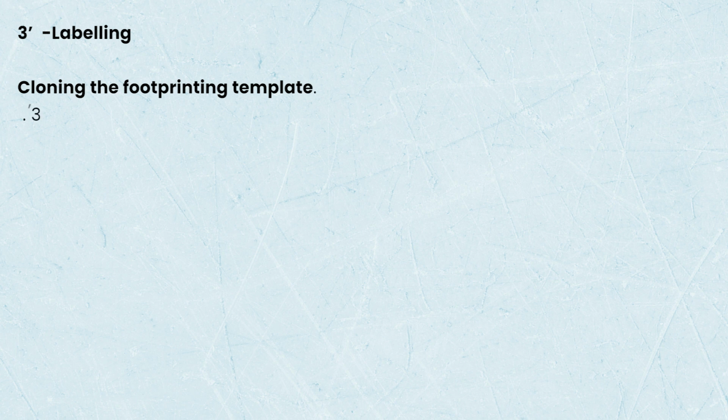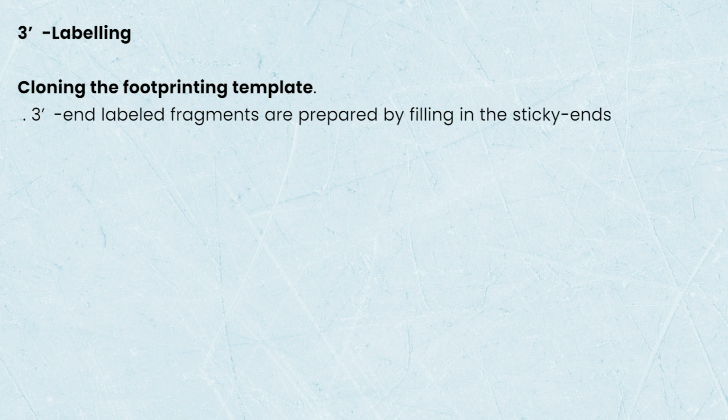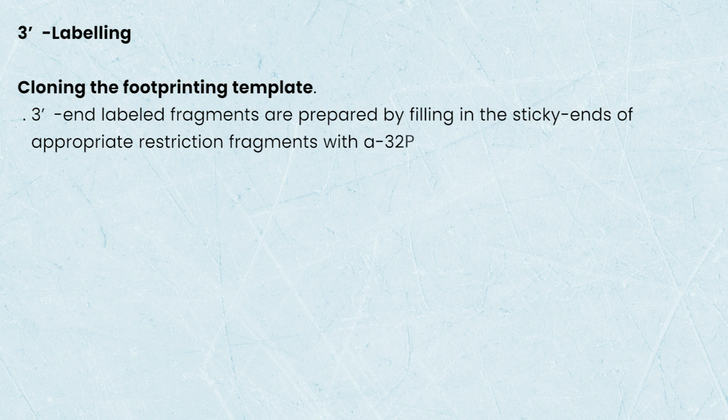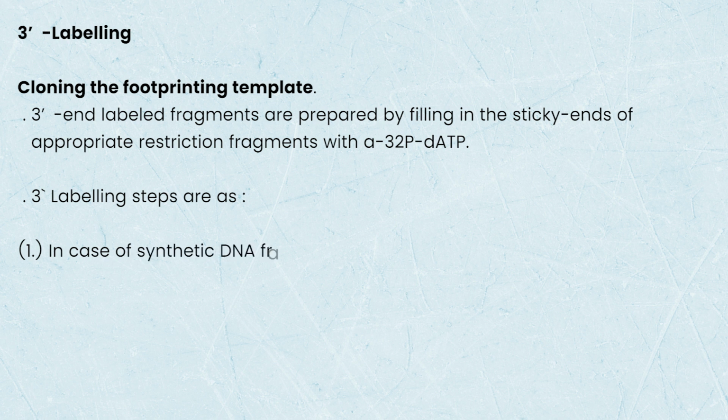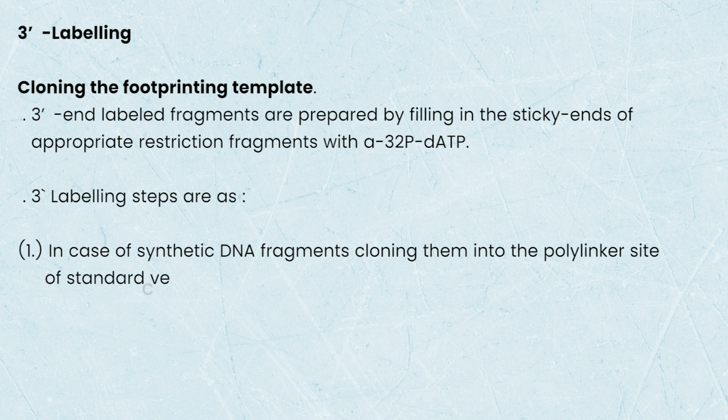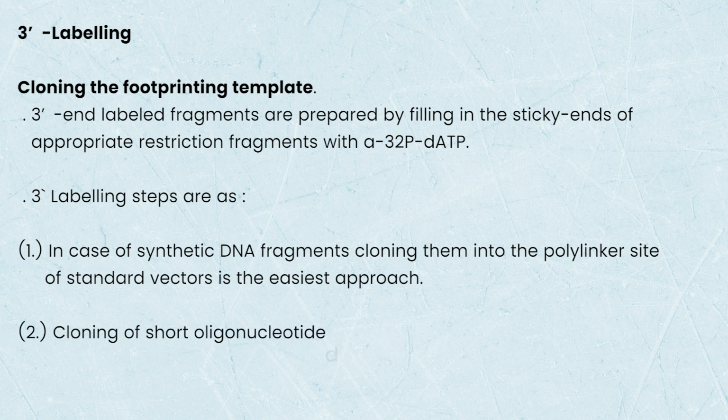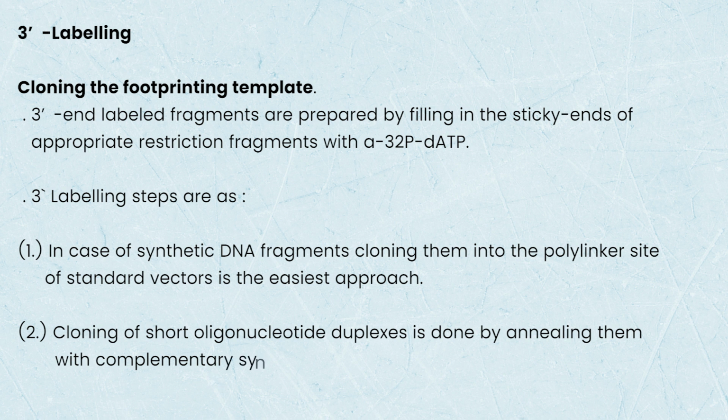Now 3 prime labeling. Cloning the footprinting template, 3 prime end labeled fragments are prepared by filling in the sticky ends of appropriate restriction fragment with a 32P dATP. The 3 prime labeling steps are: in case of synthetic DNA fragments, cloning them into the polylinker site of standard vectors is the easiest approach. Second step, cloning of short oligonucleotide duplexes is done by annealing them with complementary synthetic oligonucleotides.